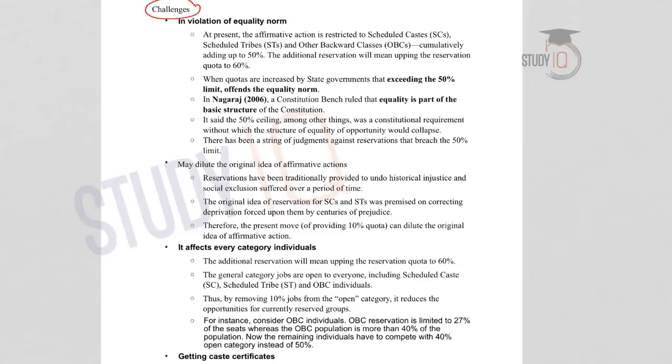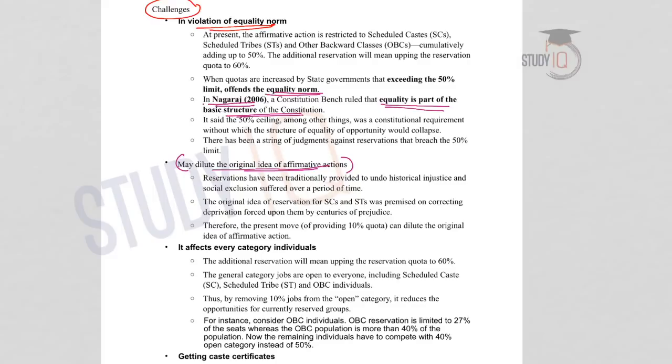Now coming to the challenges. The first one is the violation of the equality norm. So if the quotas are increased by the state governments, this can offend the equality norm. In the year 2016, in the Nagaraj judgment, the Supreme Court Constitutional Bench ruled that equality is a part of the basic structure of the Constitution. And secondly, this can dilute the original idea of affirmative action.